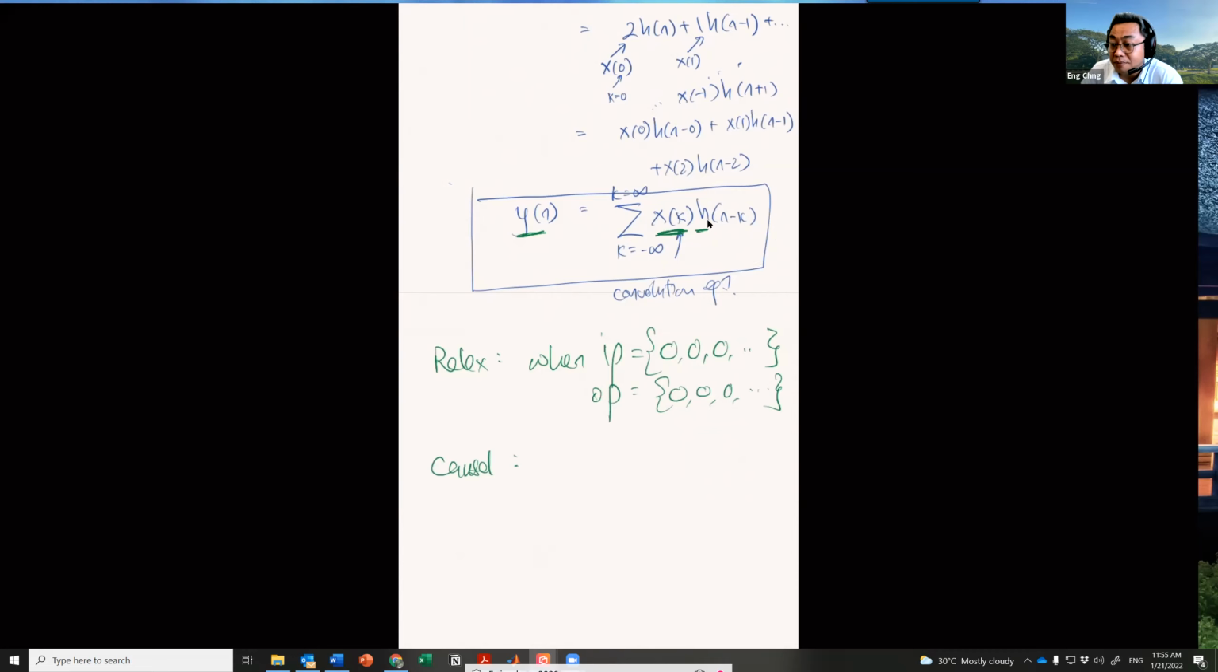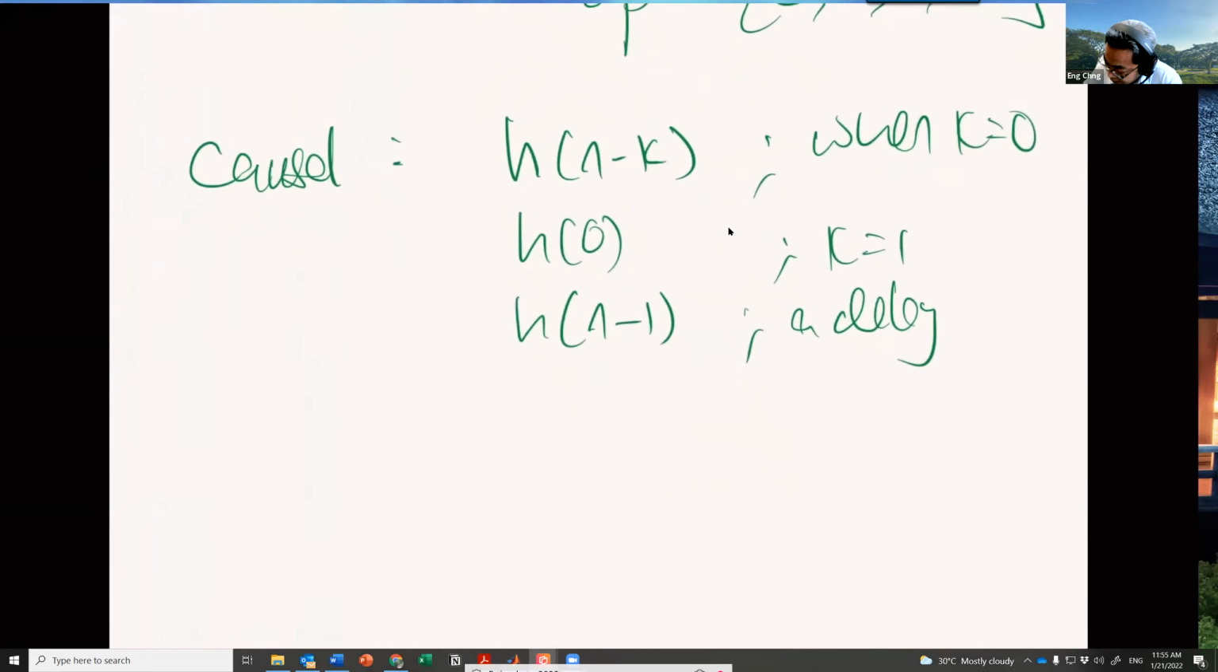Now, you realize that something is going on here for this part. h of n minus k, when k equals 0, then this is h of 0. When k equals 1, we have h of n minus 1, meaning a delayed version of h of n. So h of n minus 2, we still understand. So 2 sample delay.